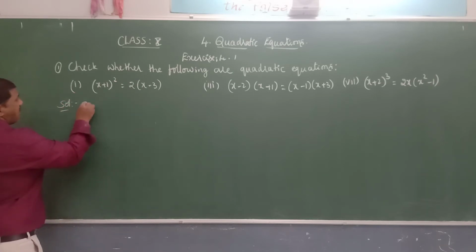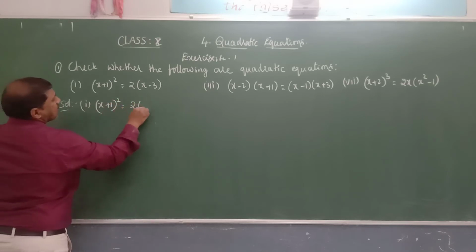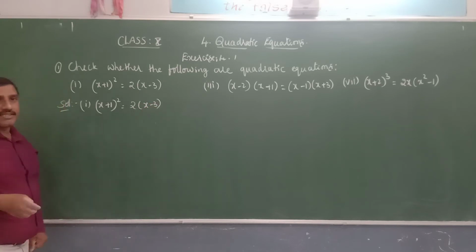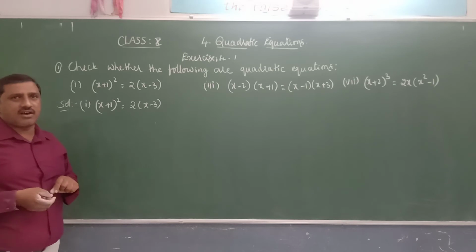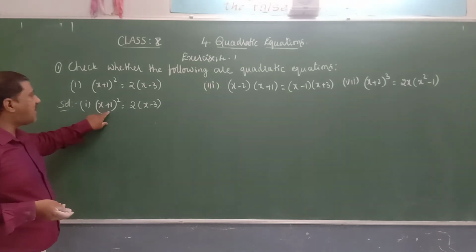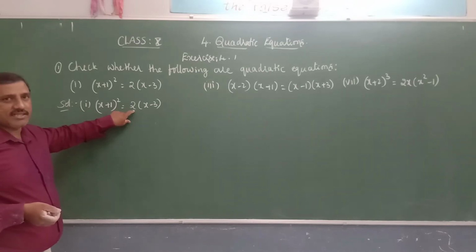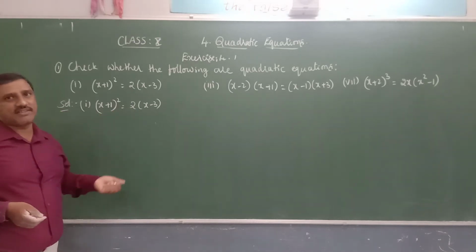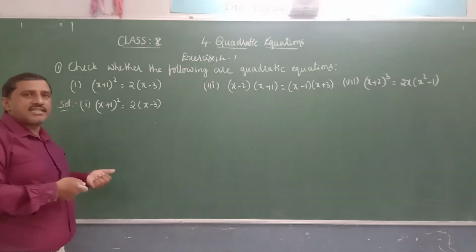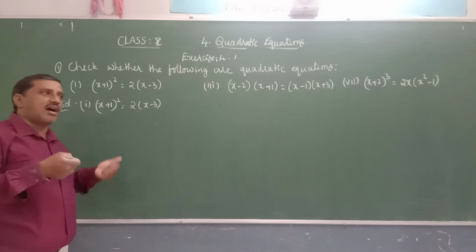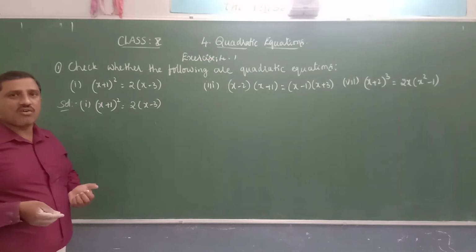See here the first one, it is x plus 1 whole square, that is equals to 2 into x minus 3. Just by looking at this question, we cannot say whether it is a quadratic equation or not. So we need to simplify the LHS part and RHS part. Whenever there is a necessity of simplification, do the simplifications, then you check with the standard form of the quadratic equation. If it is in the standard form of the quadratic equation, or if it is an equation with the degree 2, then we can call that equation a quadratic equation.